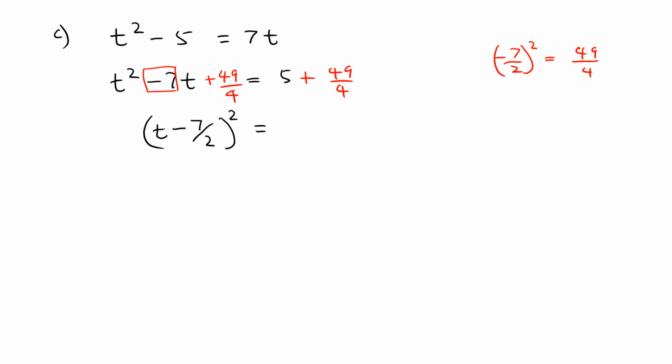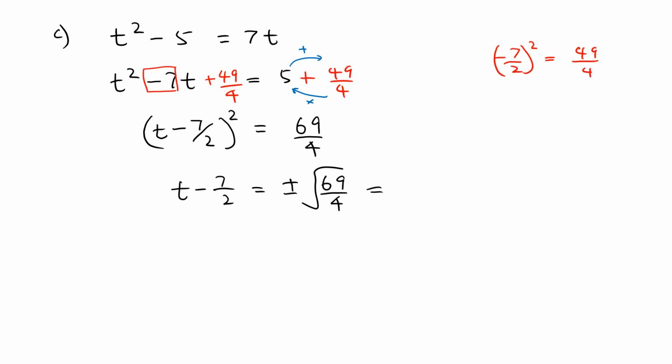The other side you need to simplify, and then we can use a shortcut. So we're going to multiply and add. So we're going to get 20 plus 49 is 69 over 4. And then take the square root. So when you take the square root, it's going to be t minus 7/2 equals plus or minus. We add plus or minus to only one side. And then take the square root of 69 over 4. And the thing is that you know that you cannot write 69 using a perfect square. So that means you're going to leave it like that.